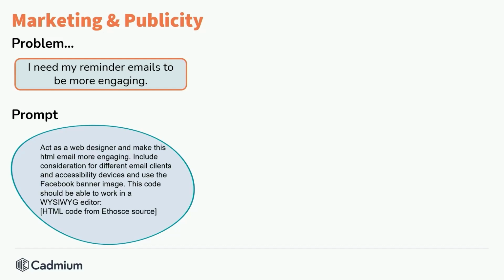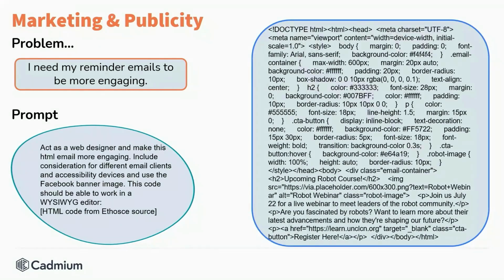Act as a web designer. Make this HTML email more engaging. Include considerations for different email clients and accessibility devices, and use this Facebook banner image, the one we just made. This code should be able to work in a WYSIWYG editor. And then I took the reminder code that I had in Ethos, I clicked on the source, I grabbed the code, and I added it right there after the colon, the HTML code from the Ethos source. So originally, and then it gives us an output.